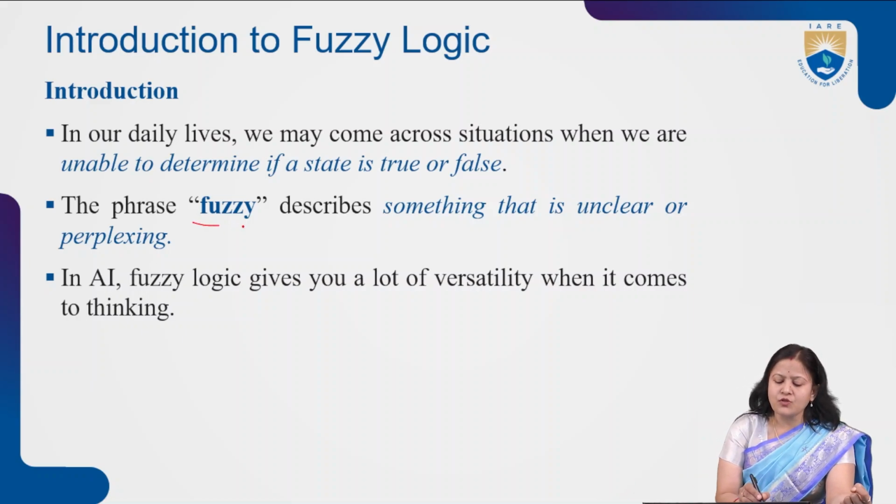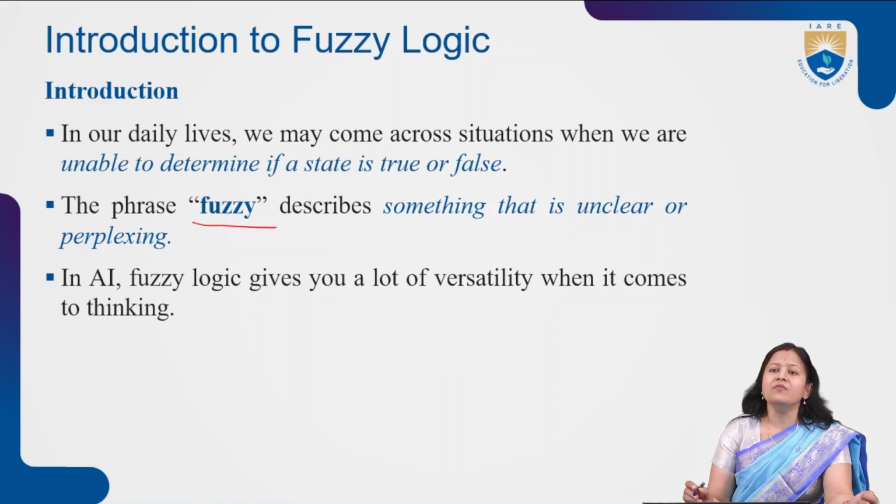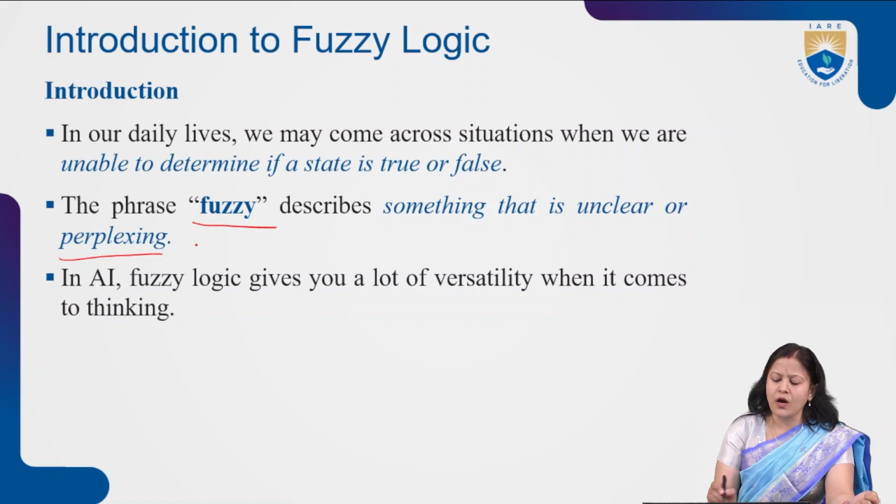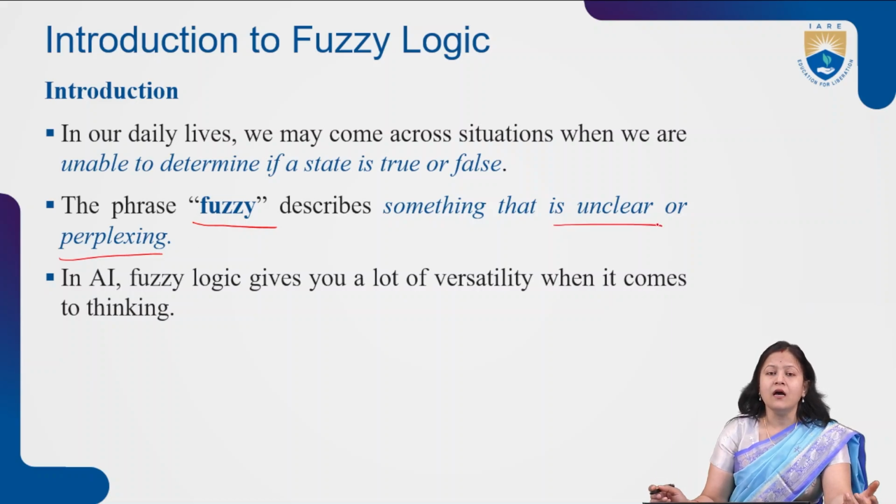Fuzzy describes something that is unclear or perplexing. Unclear means uncertain, or imprecise. That terminology is called perplexing. Later I will discuss an example so that we can understand.